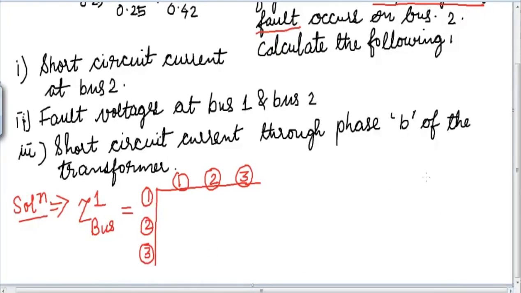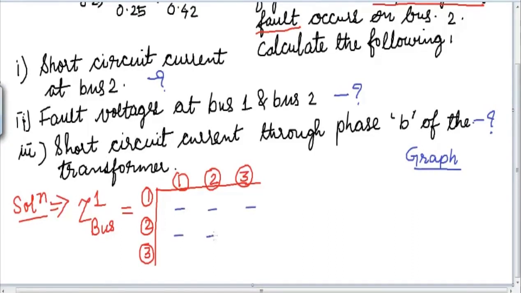With the help of this graph, you can solve the problem with the help of the algorithm, because unless and until you get this ZBus, you will not be in a position to find out all this, right? So the first bit is to find the short circuit current. Second bit is to find the bus voltages. Third bit is to find the short circuit current through phase B of the transformer element. So all these points you will not be able to calculate if you don't have these values. So these values are to be found out.